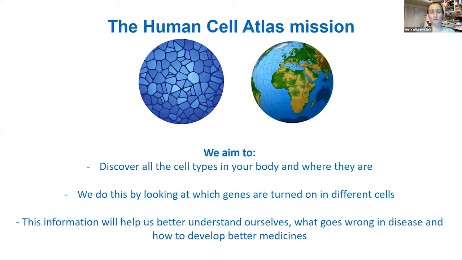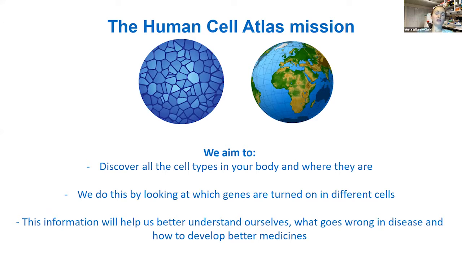Yep. So I'm a scientist working on the Human Cell Atlas at the Sanger Institute. Basically, I'll give you a little overview in a nutshell of what this project is about, in 5 minutes. The main goal of this project is to try and discover all of the cell types in your body and where they're physically located. So we're building an atlas of the human body, identifying the cell types and where they're physically located.